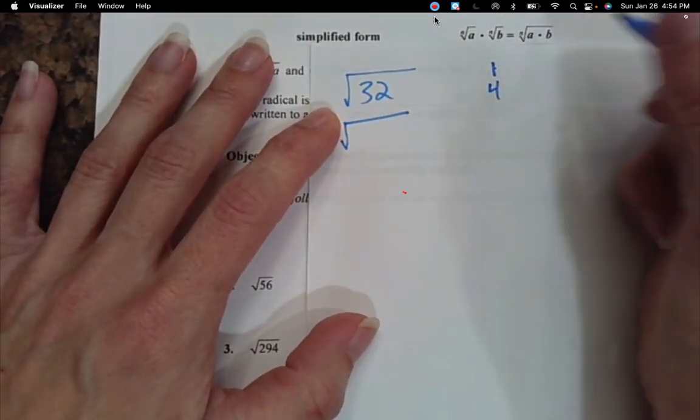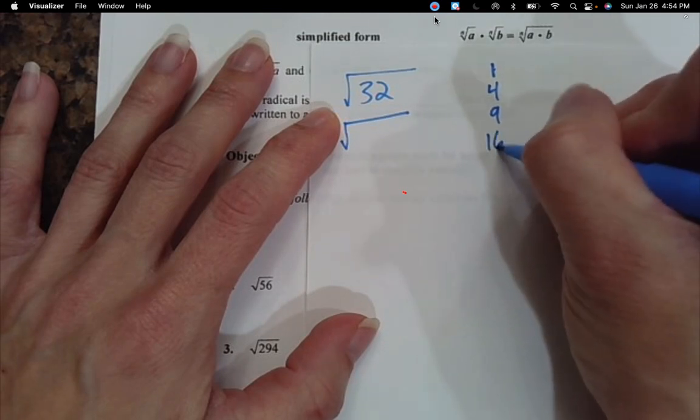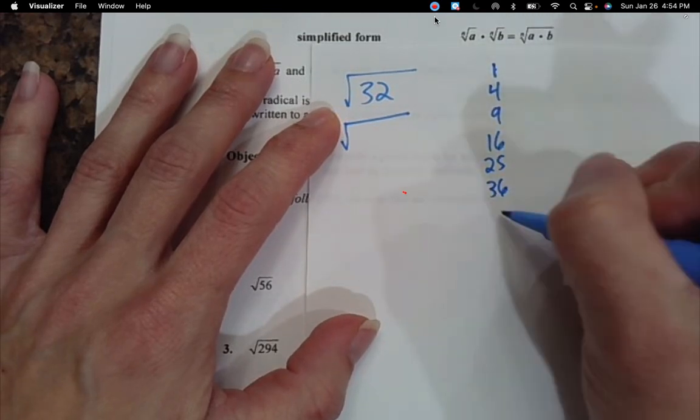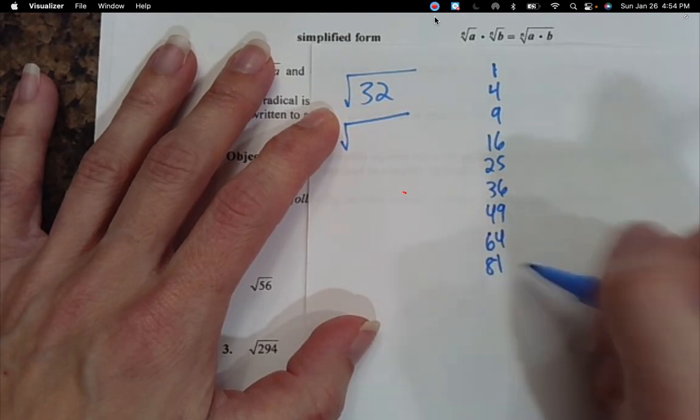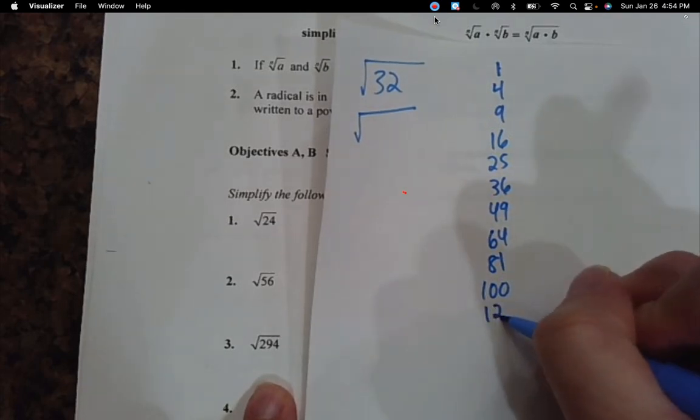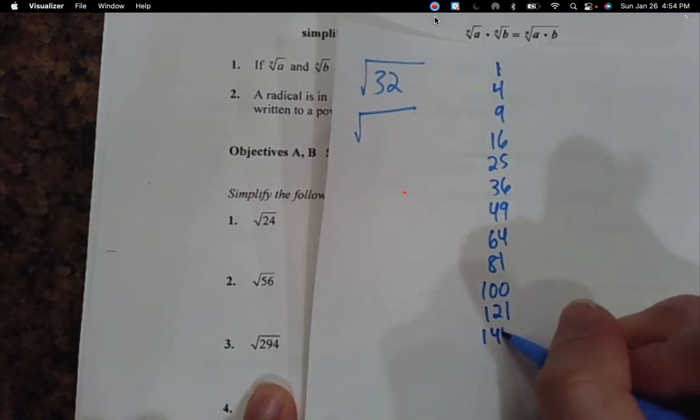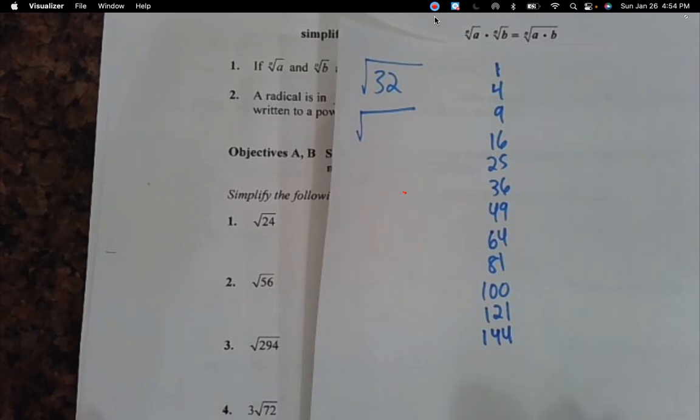2 times 2 is 4, 3 times 3, 4 times 4, 5 times 5, 6 times 6, 7 times 7, 8 times 8, 9 times 9, 10 times 10. Let me go ahead and go up: 11 times 11, 12 times 12. Okay, that may be enough.